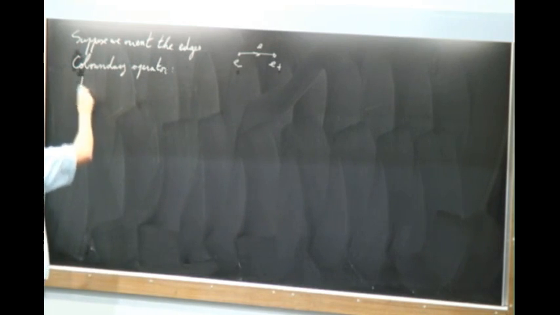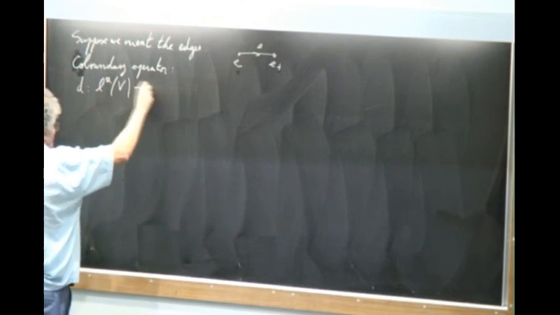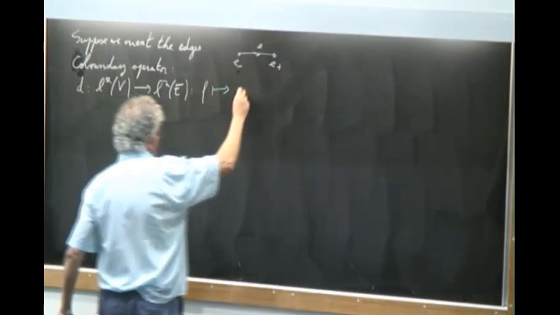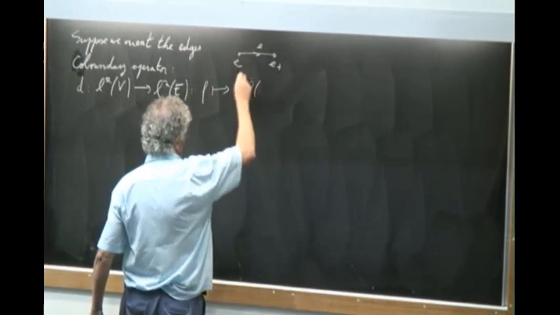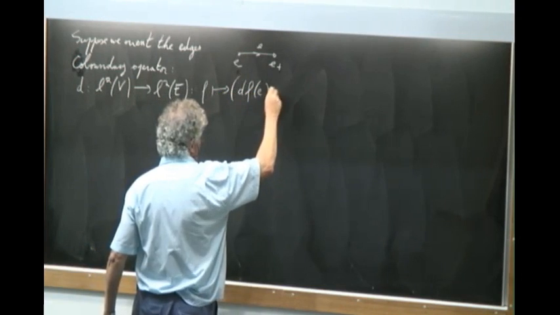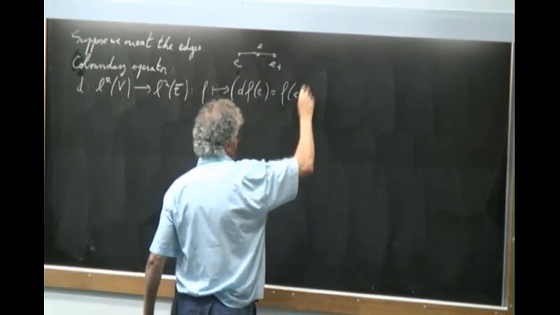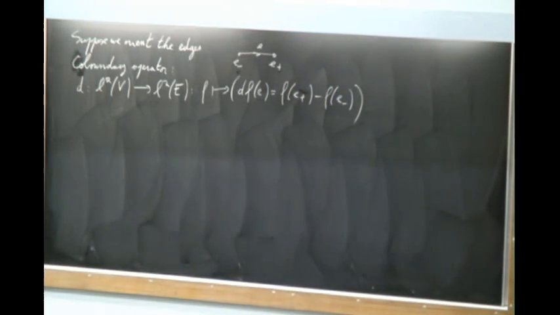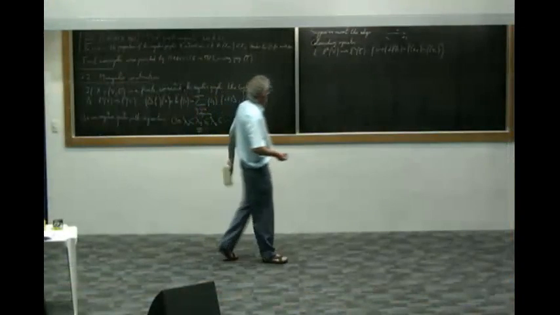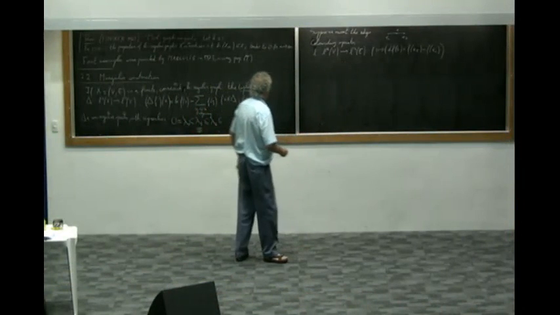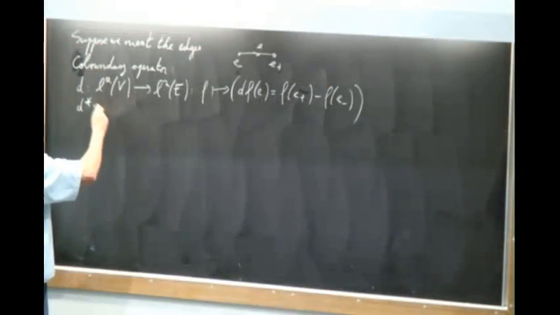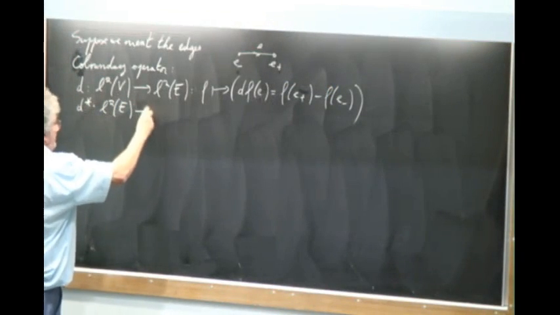Co-boundary operator, that's an operator from functions on vertices to functions on edges. Takes the function f, and df at an edge E is f of E plus minus f of E minus. So it's discrete differentiation, or finite difference, in the direction of the edge. Then you have the transpose operator d star that goes in the opposite direction.